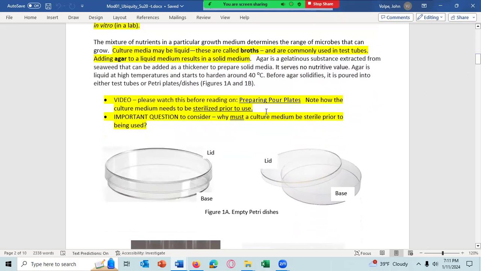Here's a video you can watch on preparing pour plates, and you should note how the culture medium needs to be sterilized prior to its use. Here's a question for you. Why must a culture media be sterile prior to it being used in a microbiology lab? So there's no cross-contamination? Yes, so there's no contamination from other organisms that you don't want to study.